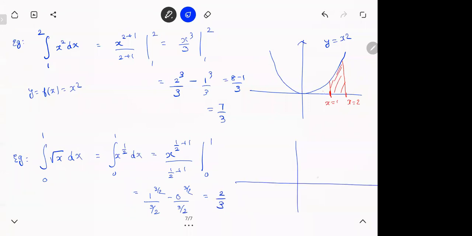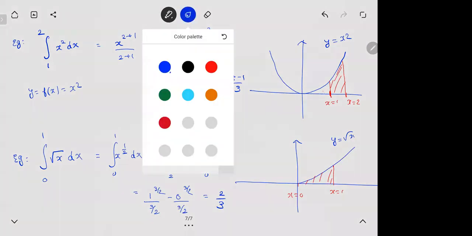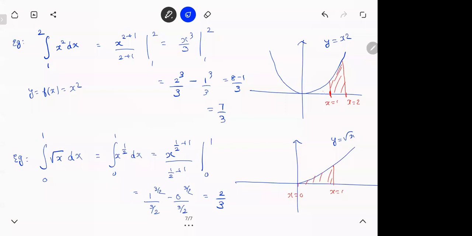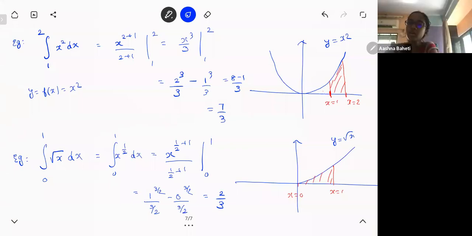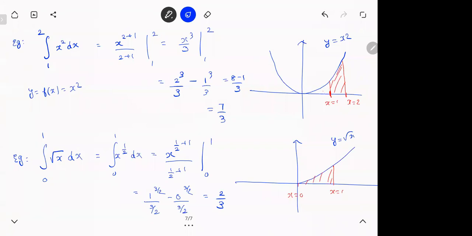What's the meaning of this? This is the curve y is equal to root x. You are asking the area from 0 to 1. That's a graphical representation of that integral. And if the curve is downwards, would it be the same? Area would be same, but you'll get a negative sign. We'll see.